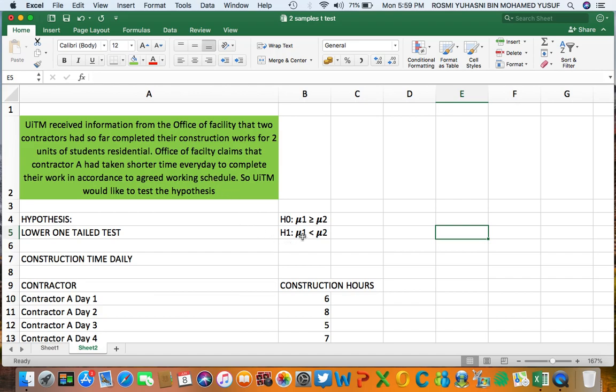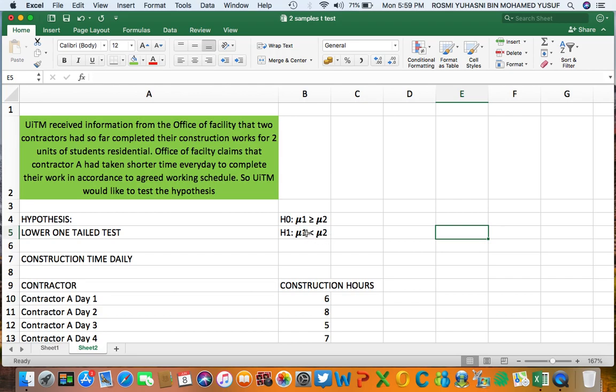We will always start with our alternate hypothesis, or H1. Every time you are doing two sample, you need to start writing your hypothesis based on H1. So H1 is mu1, which is the mean of contractor A, is smaller than mu2. Mu2 represents the sample of contractor B. In other words, the mean of contractor A is smaller than the mean of contractor B.